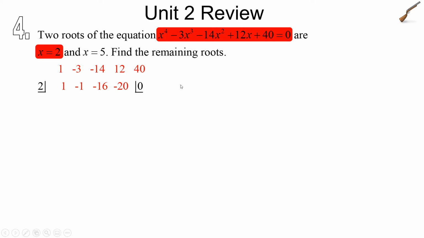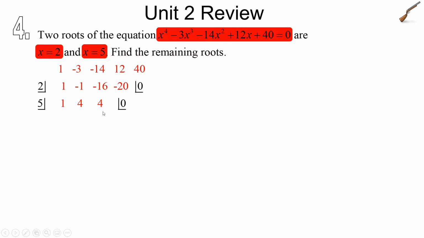Now, the other given root is x equals 5. Let's put a 5 in the box and use our coefficients of our quotient polynomial right here. And this is a trinomial. This is a cubic polynomial. All right, and I know again I better get a 0, so I'll put that right there. Now let's bring down the 1, and 1 times 5 is 5, minus 1 is 4. 4 times 5 is 20, minus 16 is 4 again, and 4 times 5 is 20, minus 20, and there's my 0.